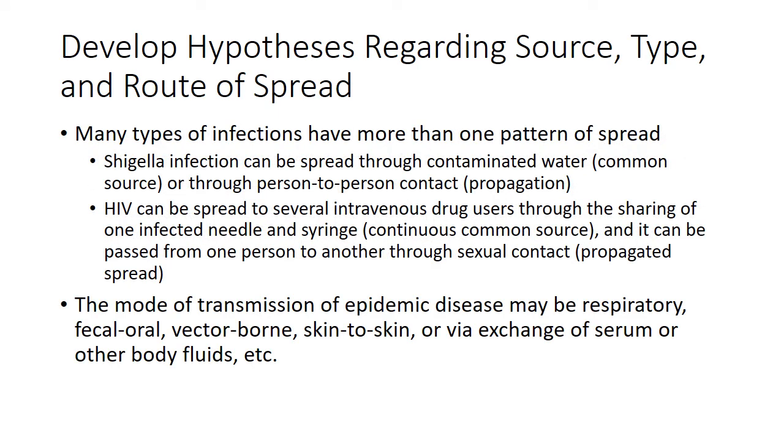And then we see that many types of infections may have more than one pattern of spread. So we mentioned Shigella can be spread through contaminated water, which is a common source, or it could be due to person-to-person contact, which would be more of a propagation pattern. HIV can be spread to several intravenous drug abusers just through sharing, say, one infected needle and syringe. That would be, again, a continuous common source. Or it can be passed from person to person due to sexual contact. That would be an example of propagated spread.